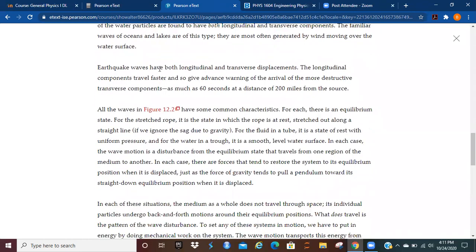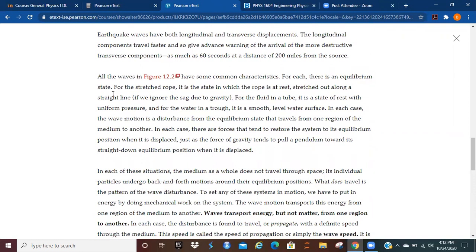Earthquake waves have both longitudinal and transverse displacements. The longitudinal component travels faster and so gives you advanced warning of the arrival of the more destructive transverse components. And this is the kind of thing that will trigger tsunami warnings. For each one of these cases, there's going to be an equilibrium state.